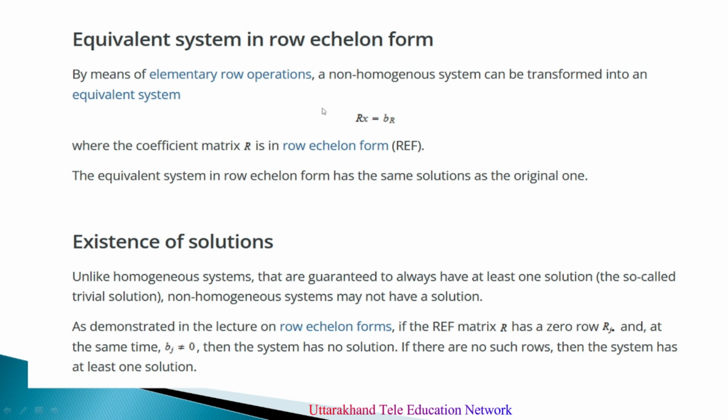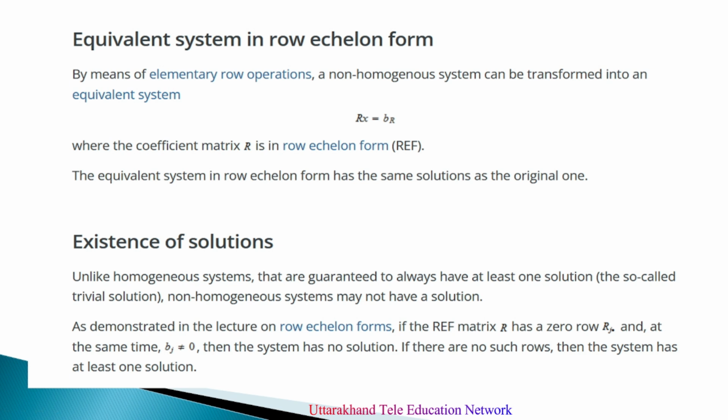What is row echelon form? That is where the coefficient matrix is in row echelon form, abbreviated REF. Now, existence of solution. We must understand the meaning of existence of solution, because unlike homogeneous systems, which are guaranteed to always have at least one solution, homogeneous means everything is 0 on the right hand side. If this b_r is 0, a solution is guaranteed. But if this b_r is not 0, then solutions are not guaranteed.